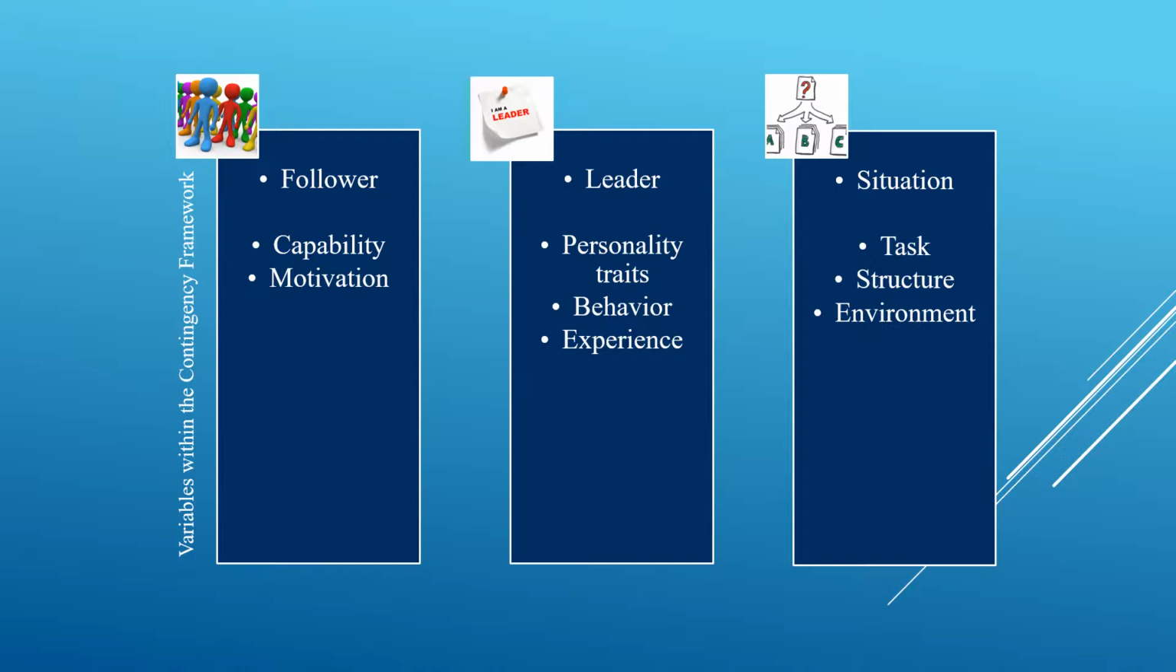And finally, the situation. Is the job primarily repetitive or routine tasks? Is the structure regimented? And being sensitive to the environment. The selected leadership style is determined by these variables and classified into 4 different theories and models and their determination processes.